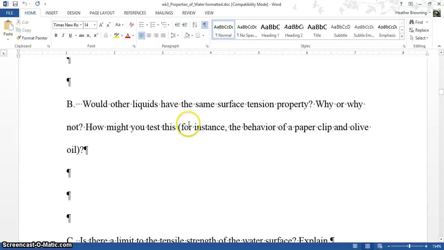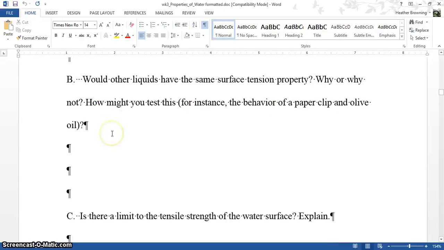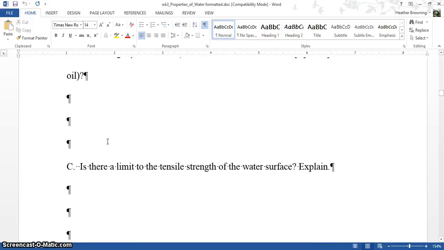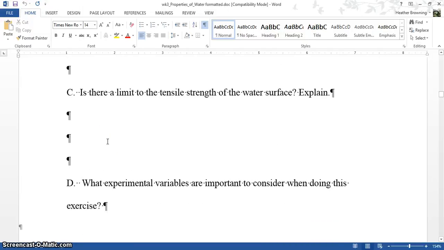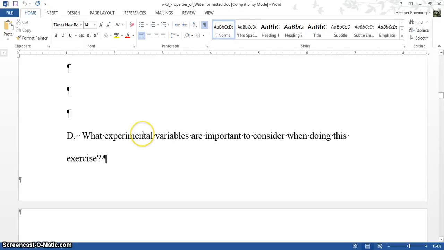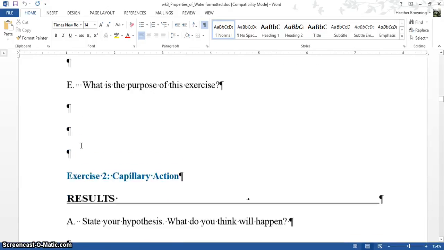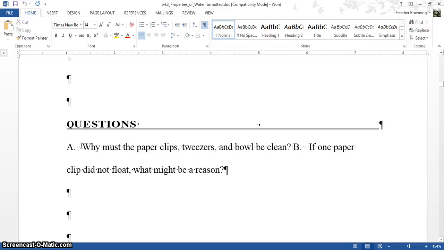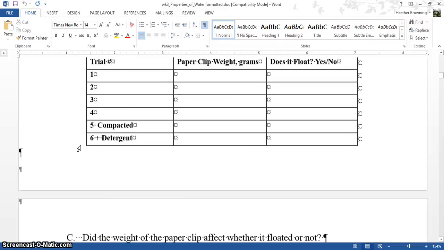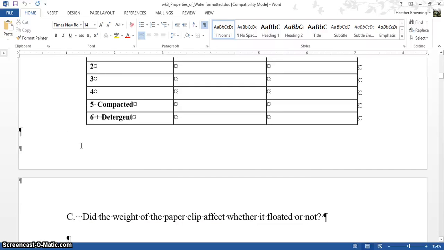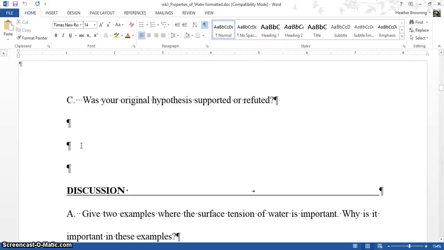Would other liquids have the same surface tension property? Why or why not? And how do you think a paper clip would handle an olive oil? Is there a limit to the tensile strength of the water surface? Explain it. So don't just answer yes or no. And what are some experimental variables that are important to consider? What was the purpose of this exercise? So as always with purposes, I would scroll back up and see what the name of this was. It was surface tension. Purpose is probably something to do with understanding surface tension.